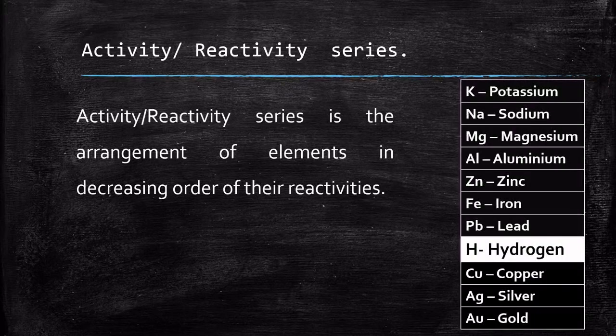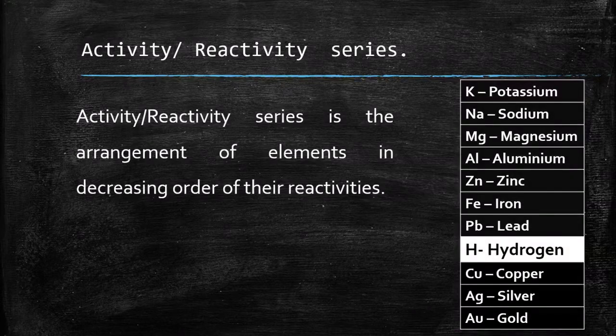The reactivity series is the arrangement of elements, mainly metals, in decreasing order of their reactivities. Remember, sometimes they call it reactivity series and sometimes they might call it activity series. As shown here, the elements are arranged in such a way that the most reactive element is kept at the top and the least reactive element at the bottom. The topmost element is potassium and at the bottom is gold, meaning that potassium is the most reactive element in the series and gold is the least reactive.